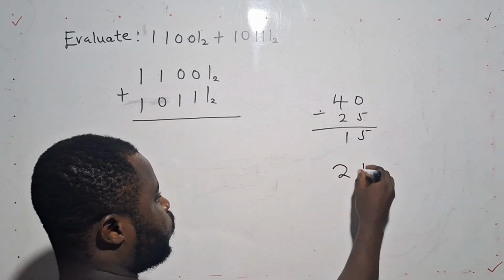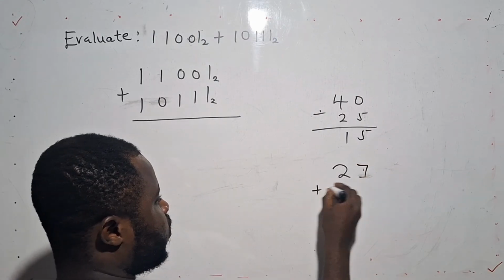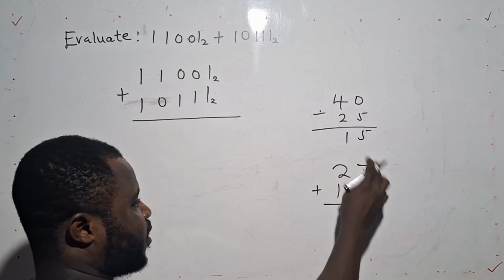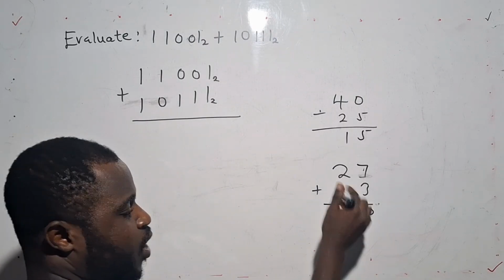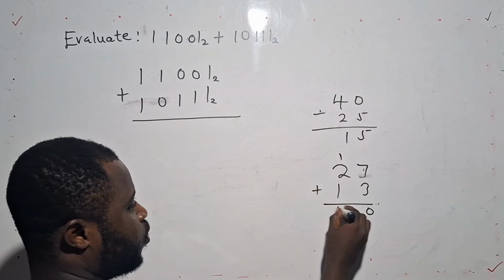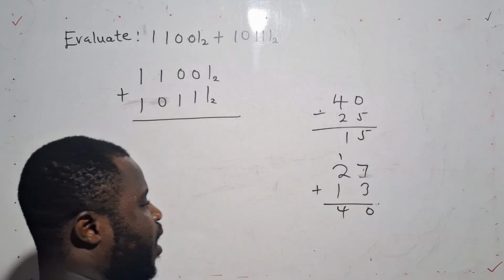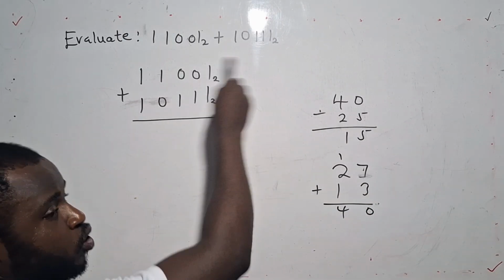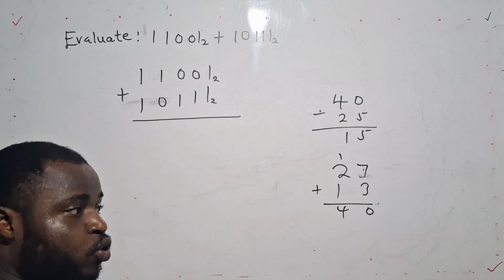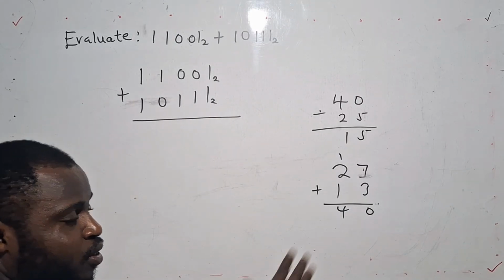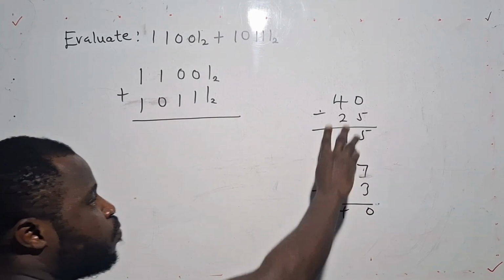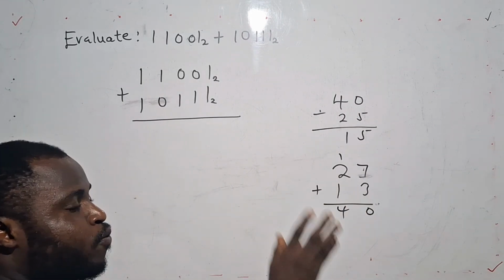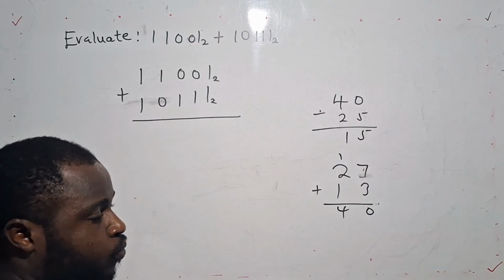But let's assume we have 27 plus, let's say, 13. When you add this and you get 0, you get remainder what? 1. That will give me 40. When you are sending the remainder forward, don't say that it is in base 2, so it is 2 you are sending forward. No, that one doesn't work like that. In the decimal number, when we borrow, it's in 10 because we are working with the decimal base. So you have to be very careful when you are borrowing.